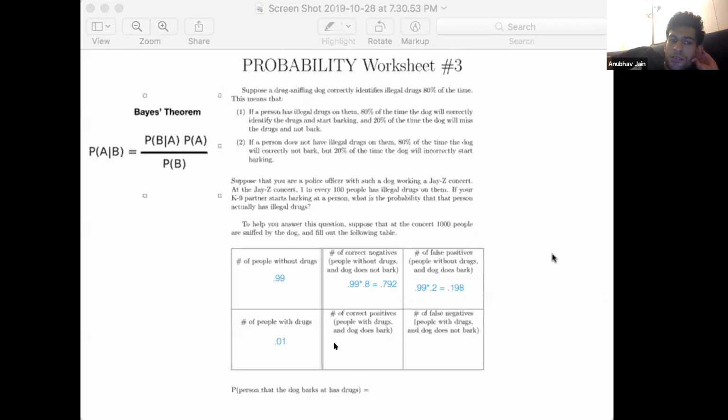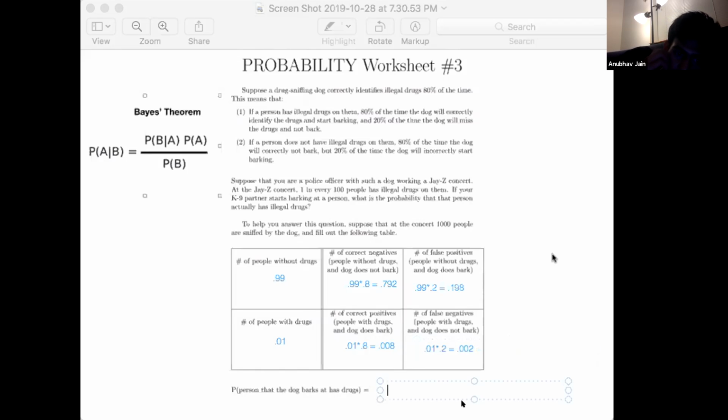And then we can go on to the number of people with drugs. So the correct positives, the dog does bark given that people do have drugs, will be 0.01 times 0.8, and that is 0.008. And similarly, the probability that the dog does not bark given that people do have drugs will be 0.01 times 0.2, which is 0.002.